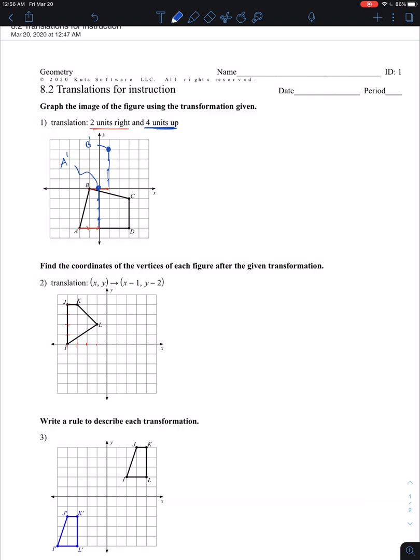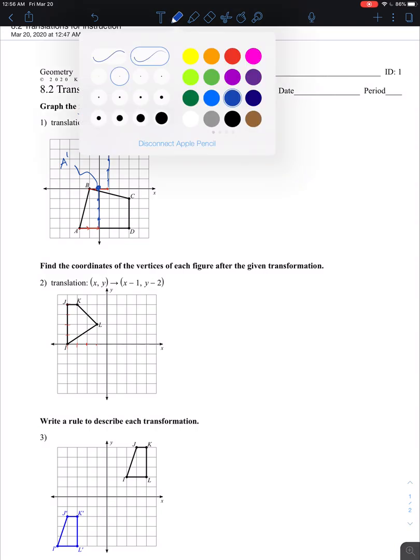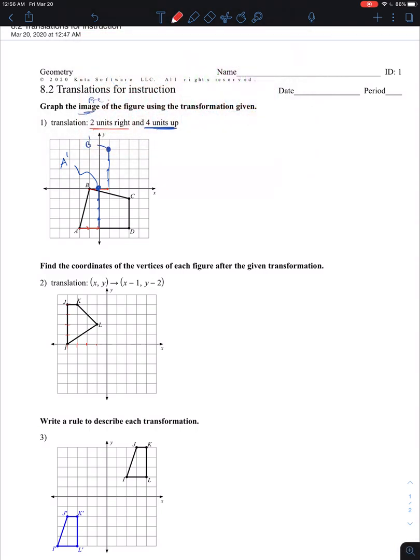This really is a misnomer. They really should have called this more of like the pre-image, really. But we'll go with what they said.